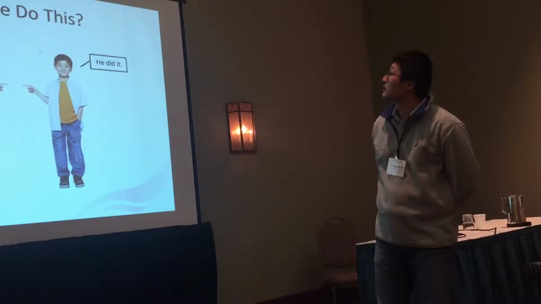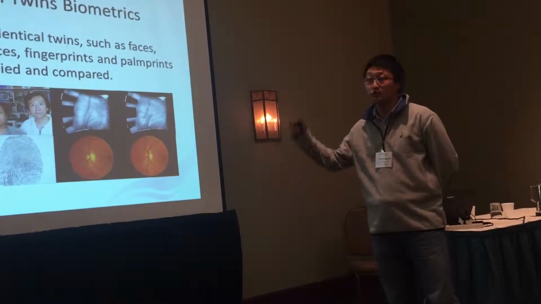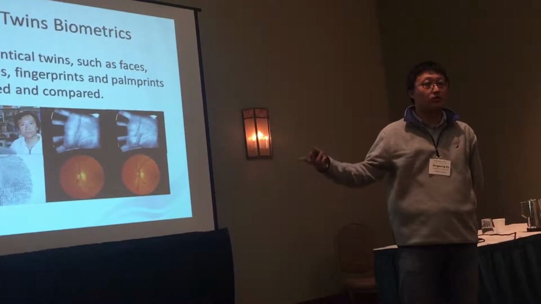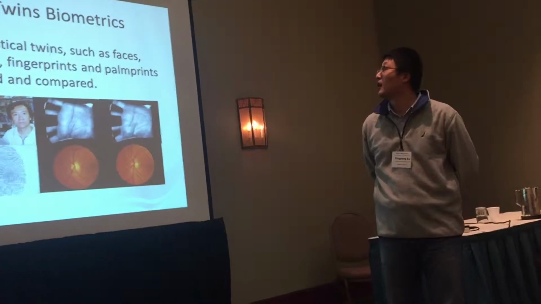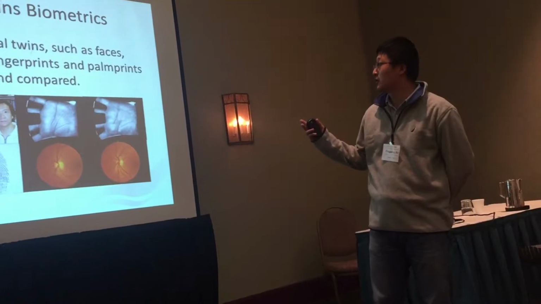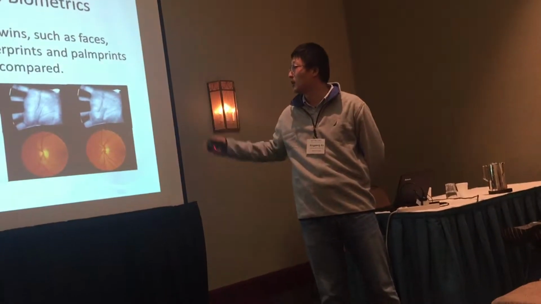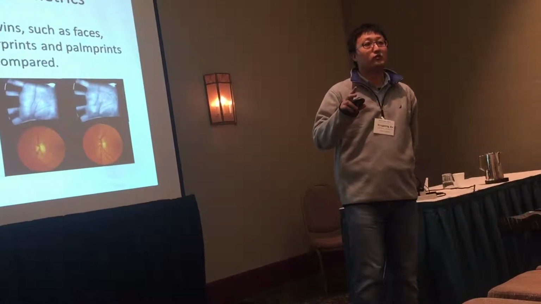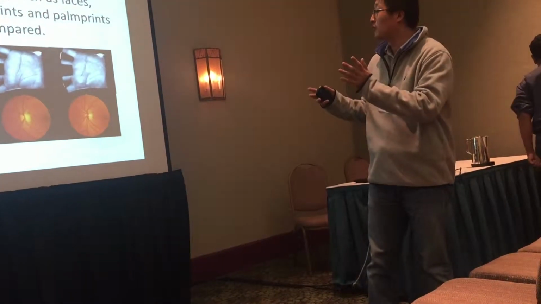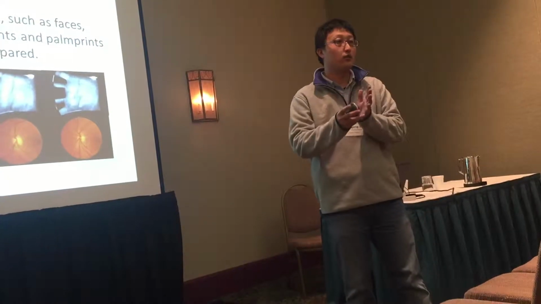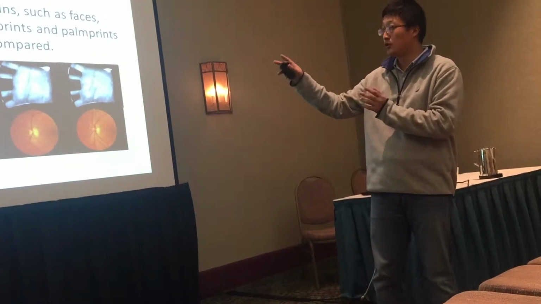So how do we do this? We have some biometric traits that can help us to identify a person, such as the face, the palm prints, the fingerprints, the irises here. And among those biometric traits, we can see that the fingerprints and the irises have been proved to be able to differentiate the twins. That means we can identify the twins using those two biometric traits.